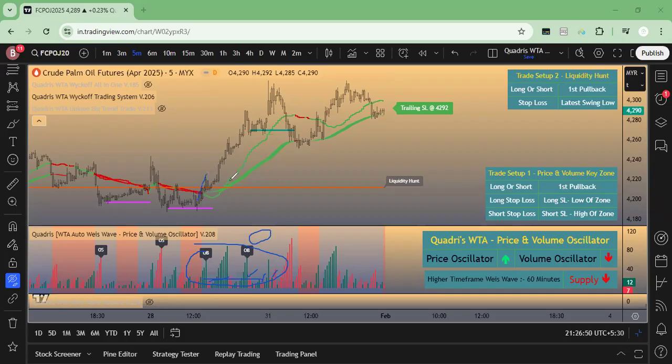I would just look for a pullback. I got the first pullback at this particular point. I bought at this particular point, and this is my trailing SL. I'm trailing the SL accordingly. If I have bought at this particular point somewhere, I don't know what the calculation is based on this FCPO, how many points makes how much money, and how much money is made if we get 10, 20, 30 points in this one.